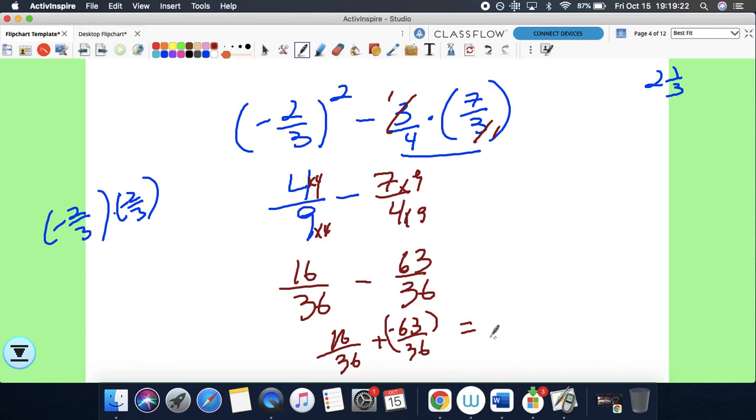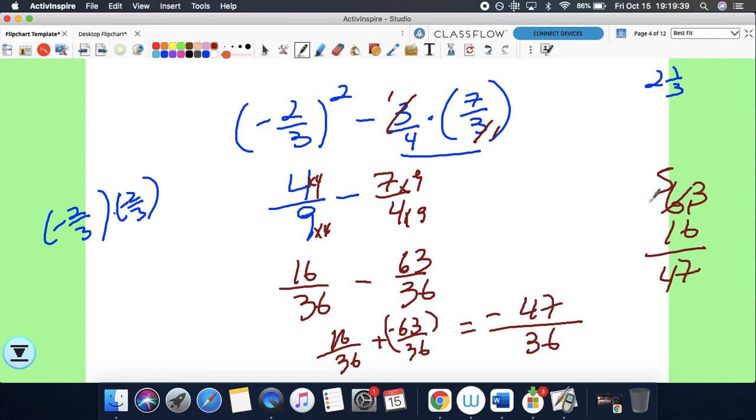So it's going to be a negative because negative 63 is definitely greater in absolute value. So now it's over 36, it's going to be negative. And what's the difference between 63 and 16? 47. Write the fraction in simplest form, that is negative 47 over 36, or negative 1 and 11 over 36. Okay, so correct me if I'm wrong. So I think that's it. Okay, all right, so there's a little check.